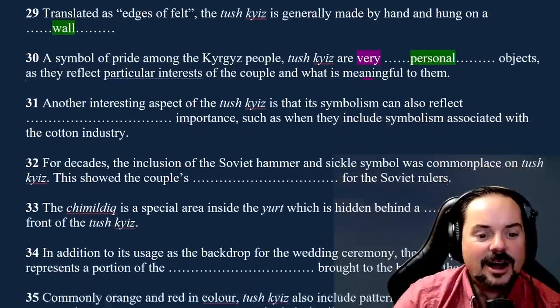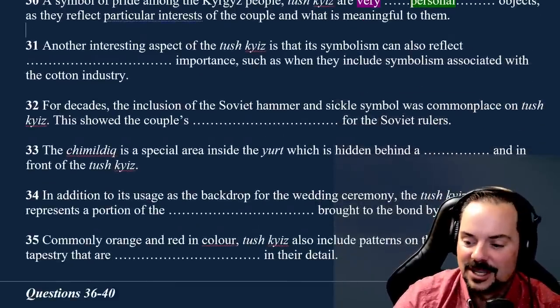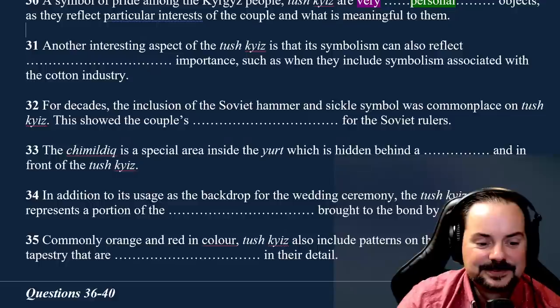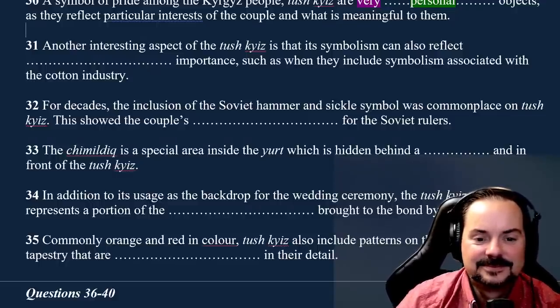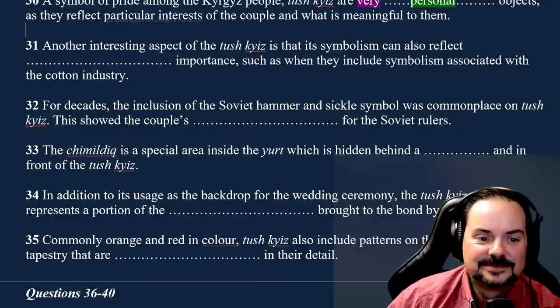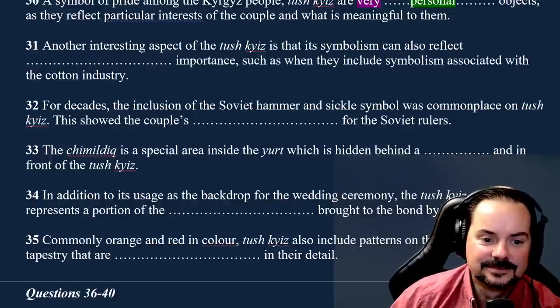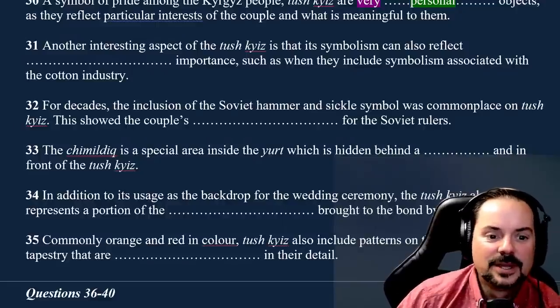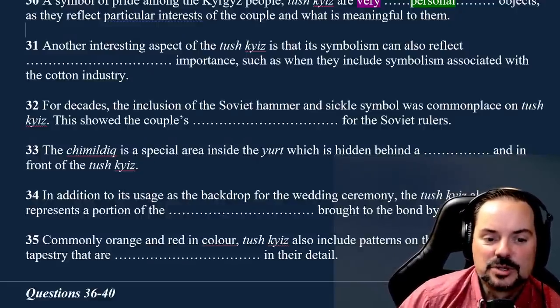Okay. So help me out with some of these questions. Number 31, can you read that for me, please? Another interesting aspect of the Tushkiz is that its symbolism can also reflect importance, such as when they include symbolism associated with the cotton industry. Okay. What do you think goes in there? What kind of importance?